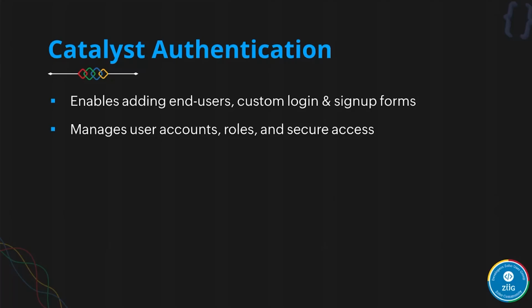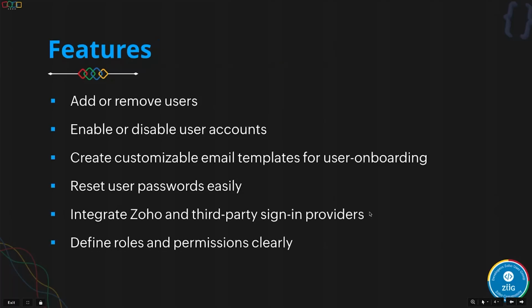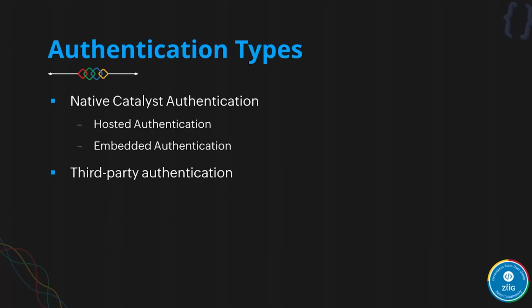And with Catalyst authentication, you can very efficiently manage your application's end users by adding or removing them, enabling or disabling user accounts, and easily resetting passwords when needed. The platform also provides user onboarding by allowing you to create customized email templates, and integration with popular login providers is also built in, and you can precisely define user roles and permissions to maintain tight control over your application's security.